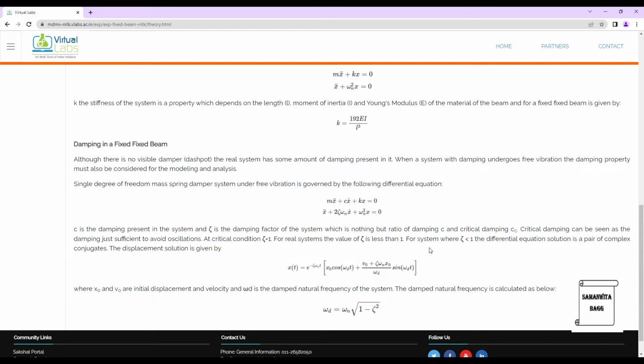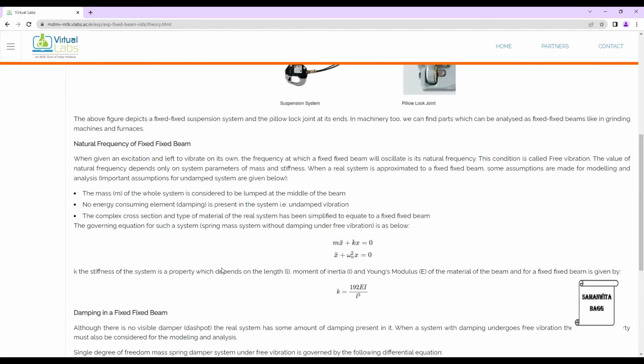For a system where zeta is less than 1, the differential equation solution is a pair of complex conjugates, and this is the displacement equation where x0 and v0 are the initial displacement and velocity of the system. And for calculating omega d, this equation has been given: omega n root of 1 minus zeta square. Now suppose I know the value of omega d and I am able to set the value of zeta, I can calculate the natural frequency of the fixed beam.